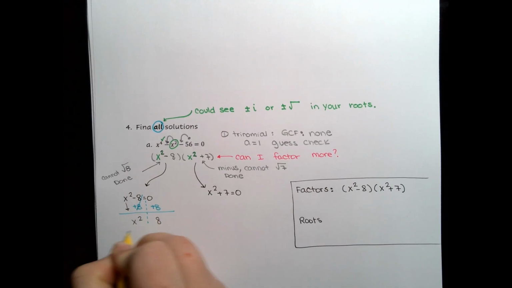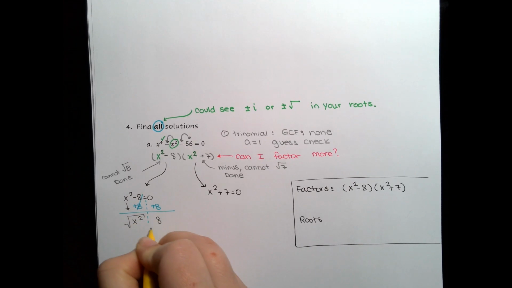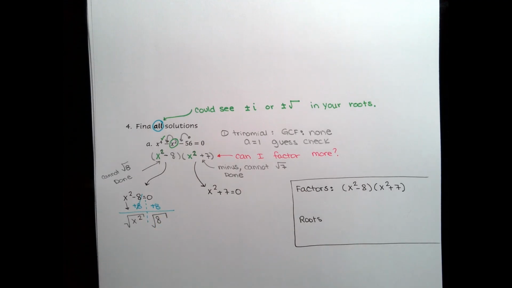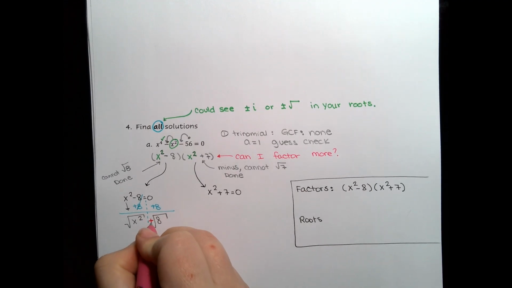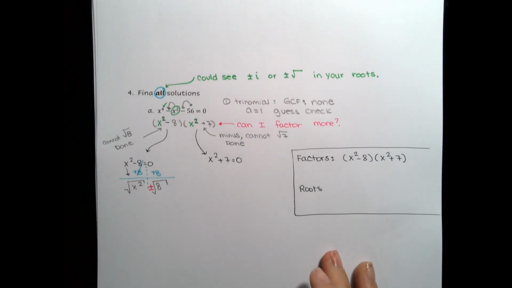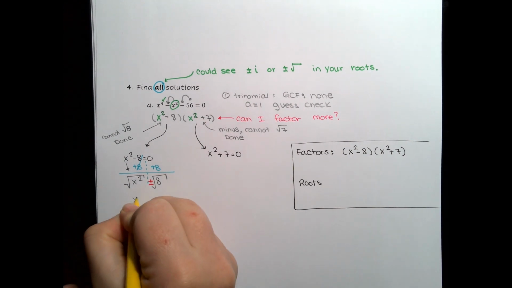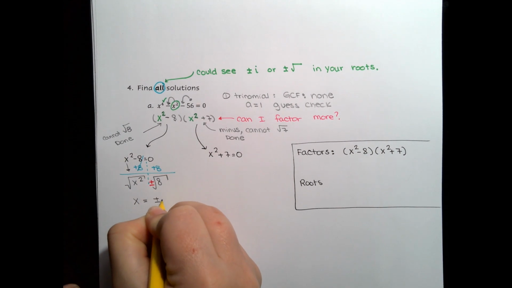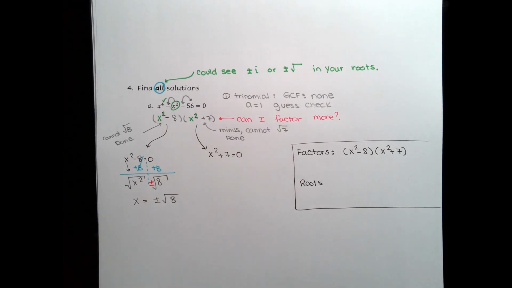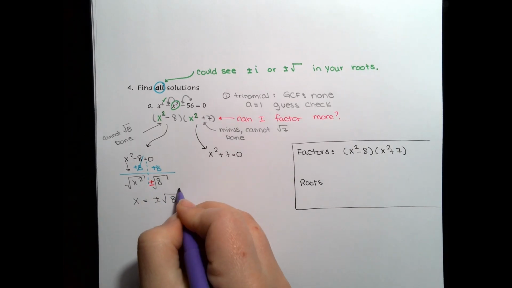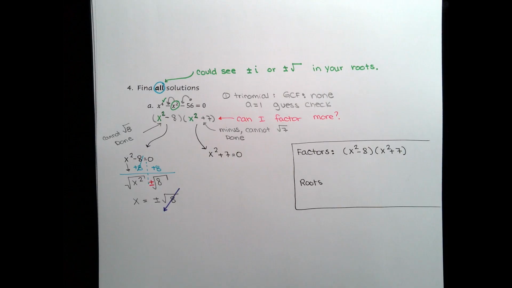And we're going to solve by taking a square root of both sides. Now, when you take the square root, this is very important. You must include a plus or minus because you're going to end up with 2 roots instead of 1. Here we have x is equal to plus or minus the square root of 8, which I am going to cross out. This is wrong because you need to simplify your radicals. Again, that's an IM2 skill.